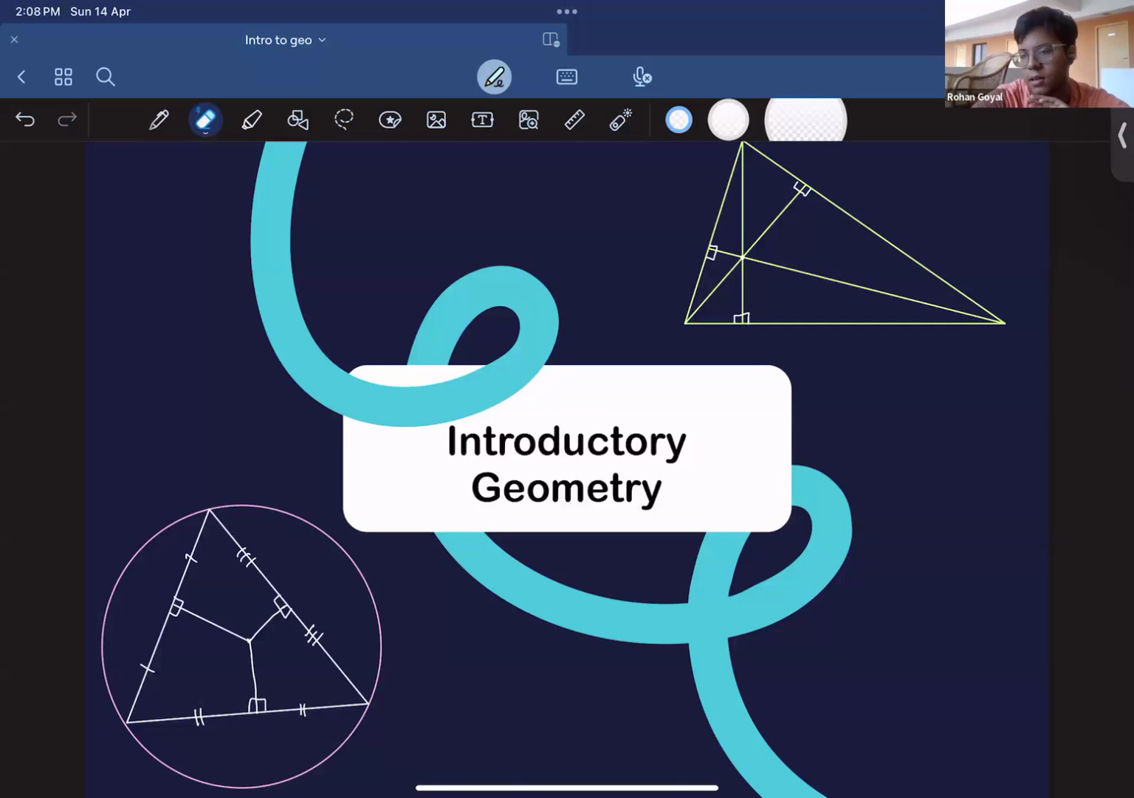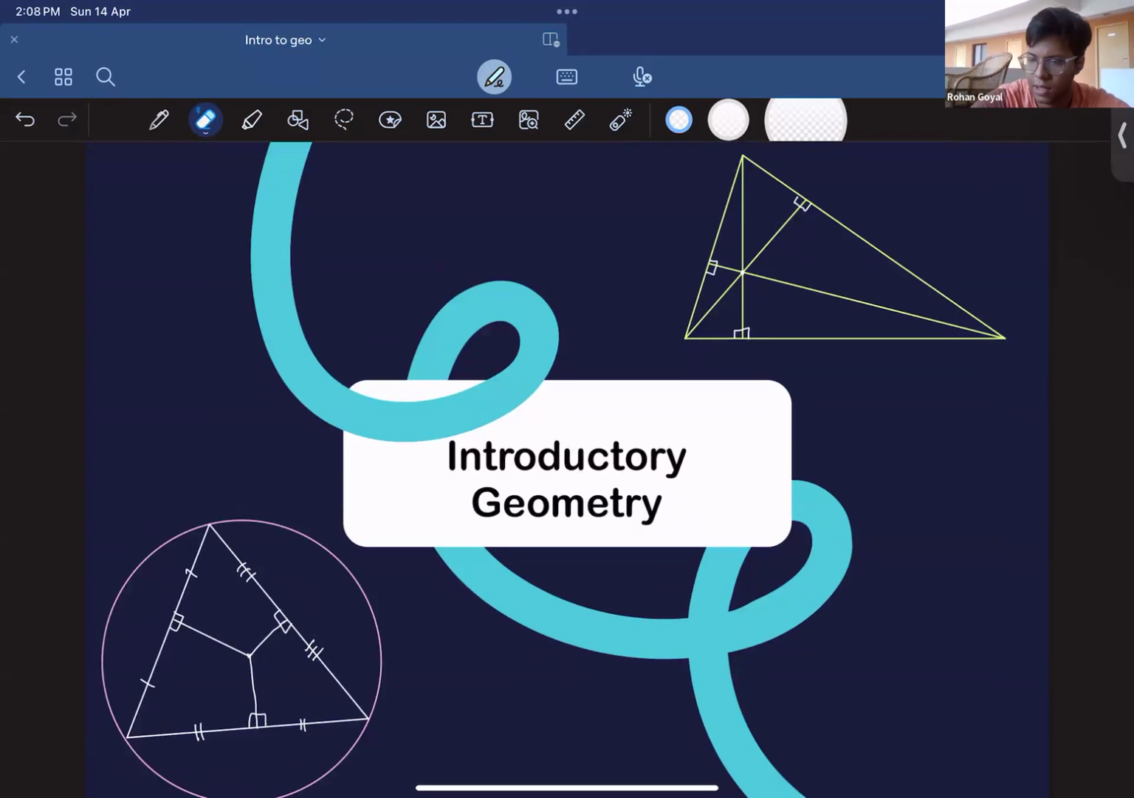So today my goal is to just cover some very basic Olympiad geometry. My plan is not to be very ambitious. I have a bunch of things listed, but we don't need to cover most of them.